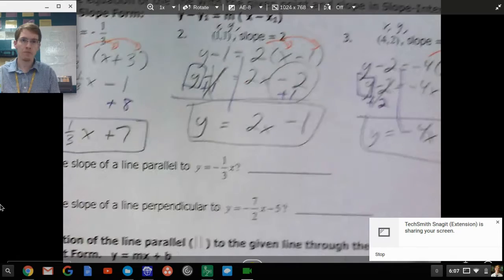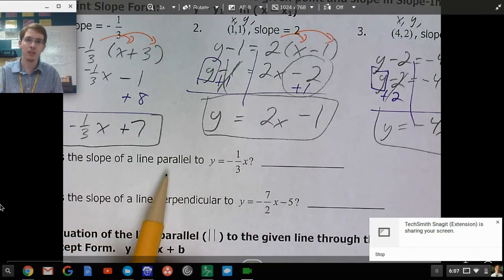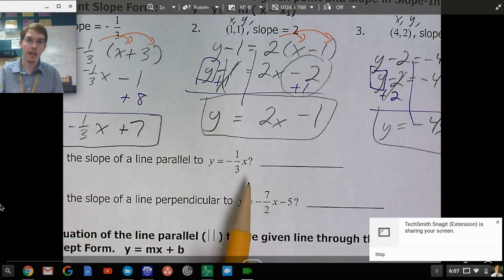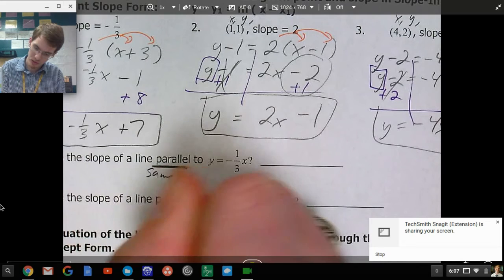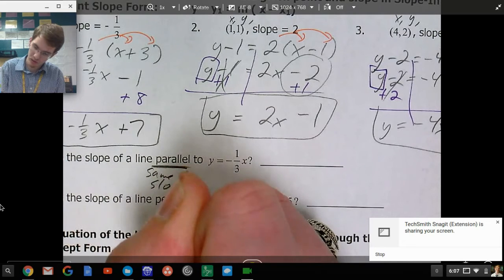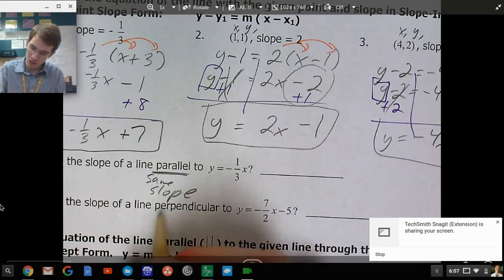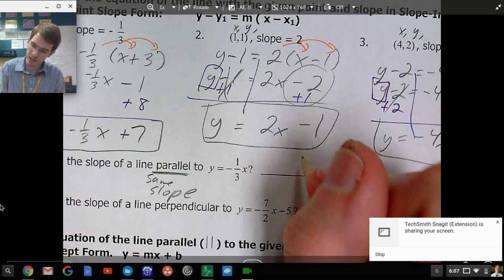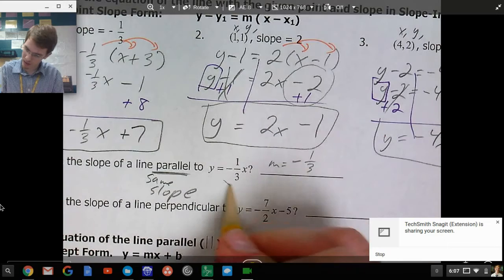Now, numbers 4 and 5, we talked about these yesterday. What's the slope of the line parallel to y equals negative 1/3 x? Okay, so parallel, the way we need to remember that is that that is the same slope. So they're going side by side like that. So they have the same slope. So if it's parallel to this, then that same slope is negative 1/3, because that's the slope of that line.